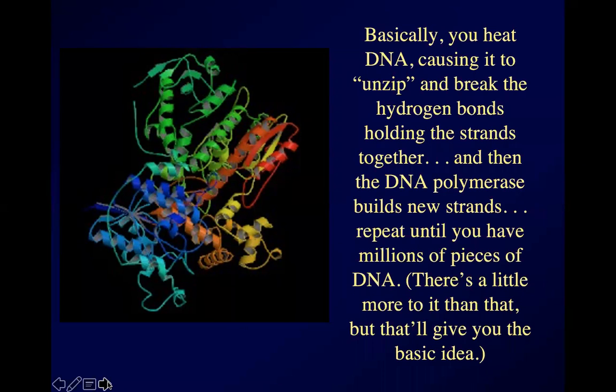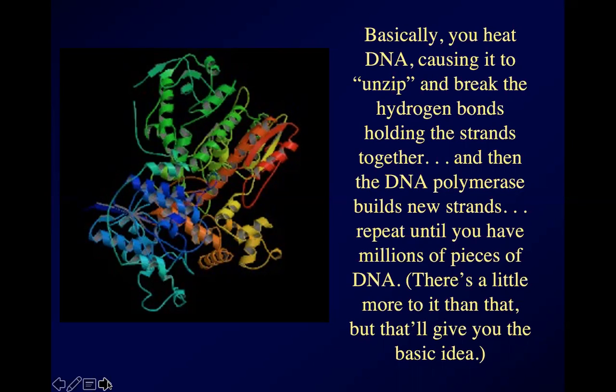So the Thermus aquaticus DNA polymerase builds new strands, and then you cool the DNA, and then you heat it again, and the DNA separates, and the Thermus aquaticus polymerase builds new strands, and then you cool the DNA, and then you heat it again. You basically heat and cool your DNA on a carefully timed cycler. And if you repeat the process, you'll end up with millions of pieces of DNA that should all be identical, or nearly so, to the DNA sample that you started with.